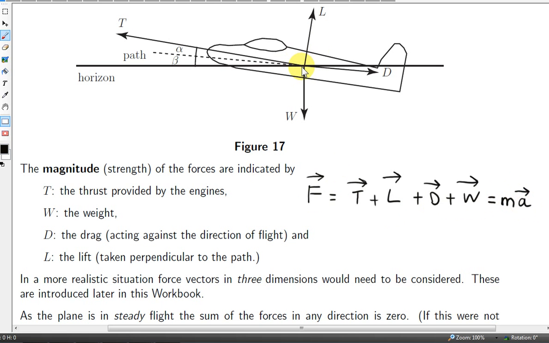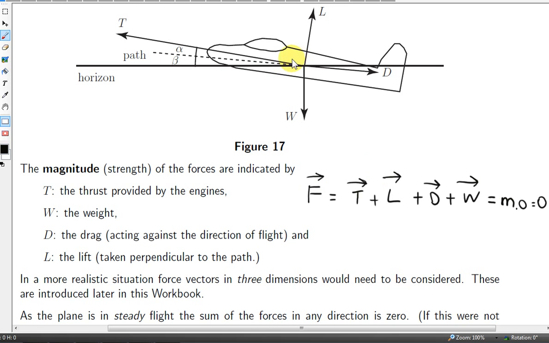That means it's flying at constant speed in a straight line. In other words, it has constant velocity. So this path is meant to be a straight line, and it's moving at constant speed along that straight line. So that means that a is 0. So we have mass multiplied by 0, which is 0. So the resultant force on the plane is 0.